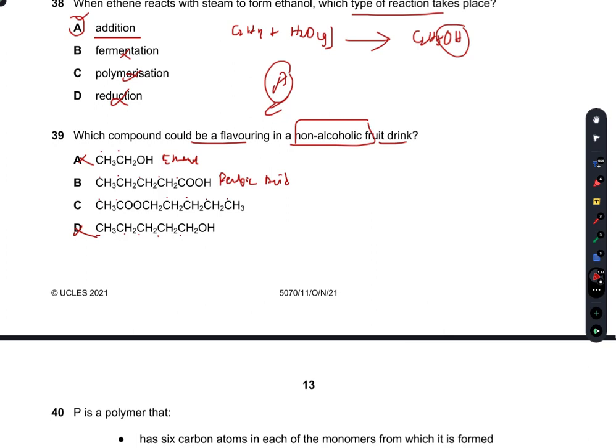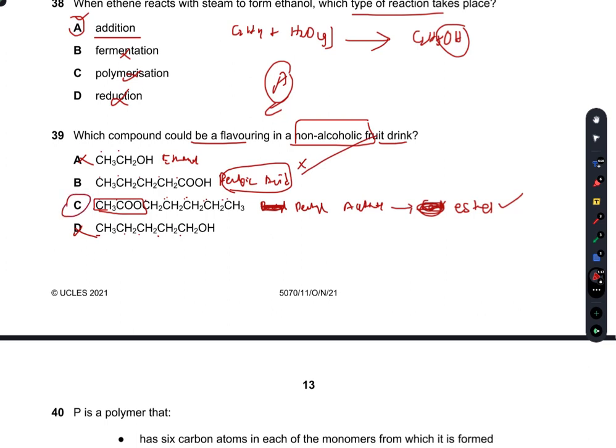We have pentyl here, and then we have the CH3COO, which is the acetate. We have pentyl acetate, which is an ester. So an ester can be added. Why would someone add an acid in a fruit drink? So ester is true. C is your right answer.